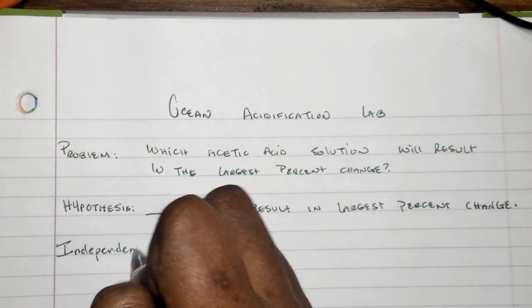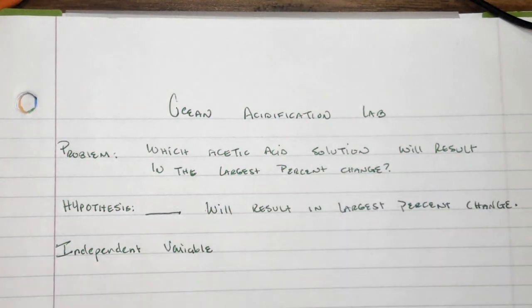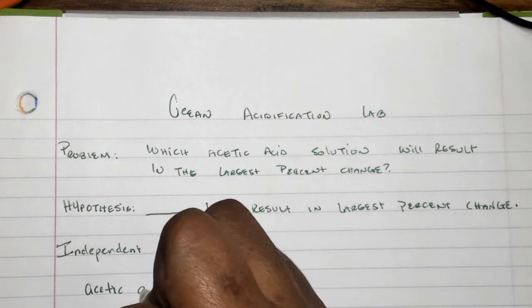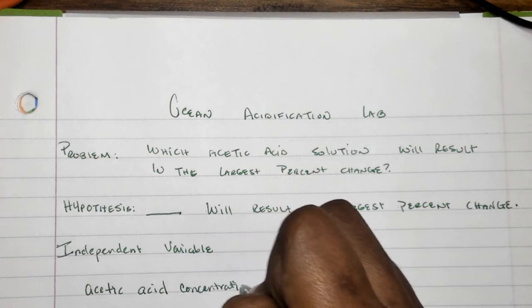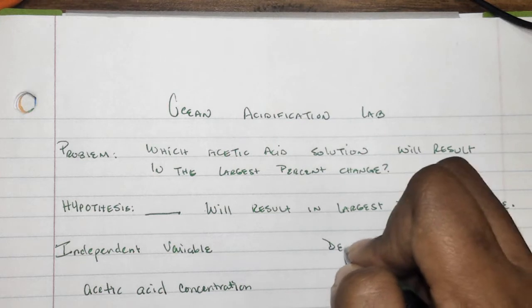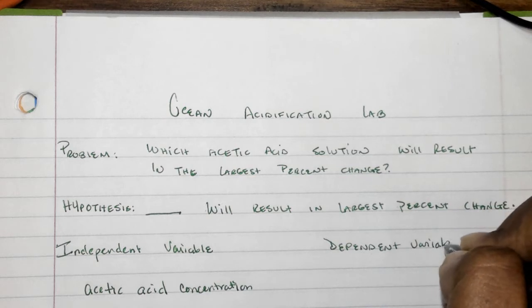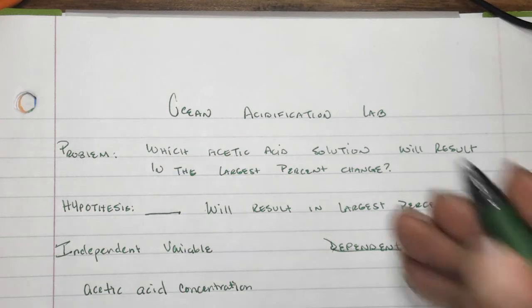What is the independent variable, guys? What did we change? What did we manipulate? Good. So the concentration of the acid. So what was the dependent variable? What did we measure in the end? What did you say? What did we measure in the end? Yeah, but specifically the percent change in mass, right?